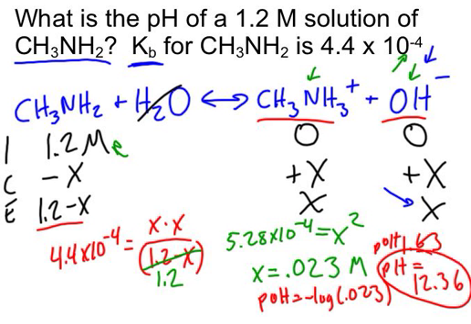And I do a spot check. I remember this is a base, so the pH should be above 7, which it is. So that is it. So this is how you find the pH of a weak base. Pretty much the same way as a weak acid. Just remember that you get pOH at the end, and you have to do a quick conversion.